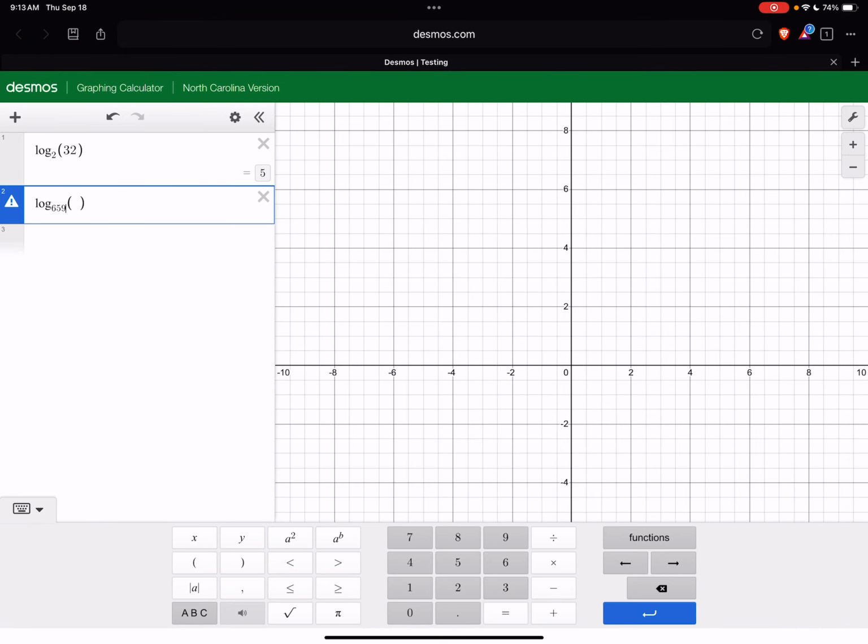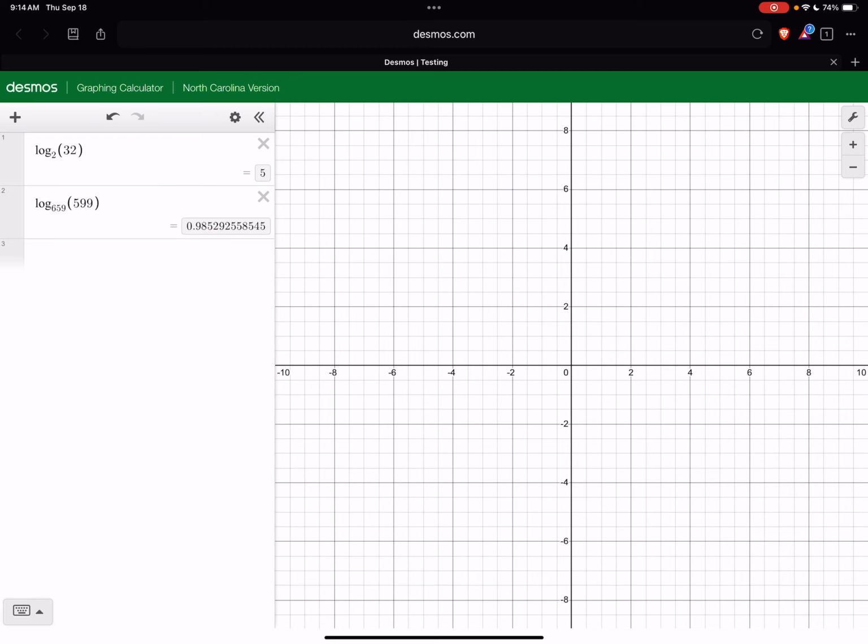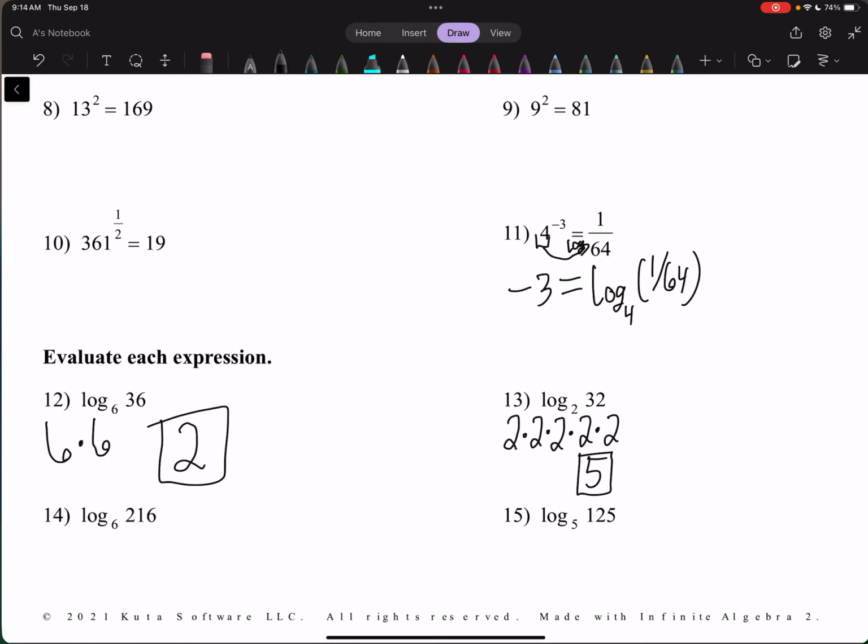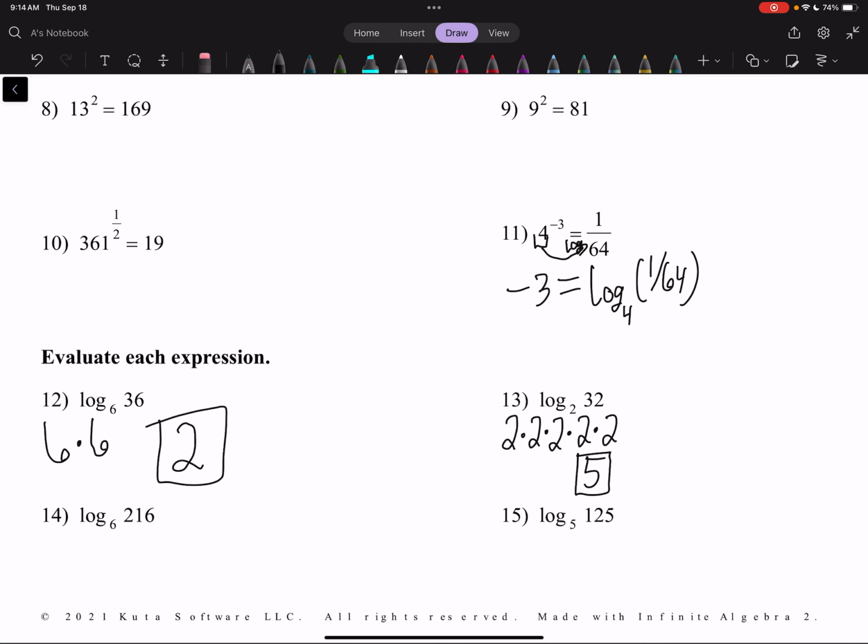In the subscript, you can type numbers in the inside. All right, there's how you use Desmos. Try the last two problems.